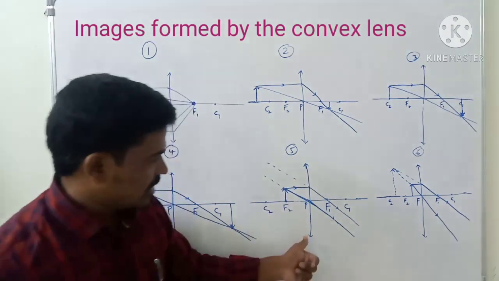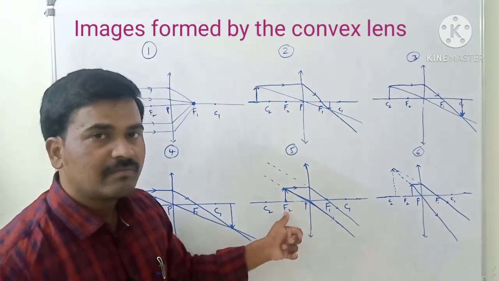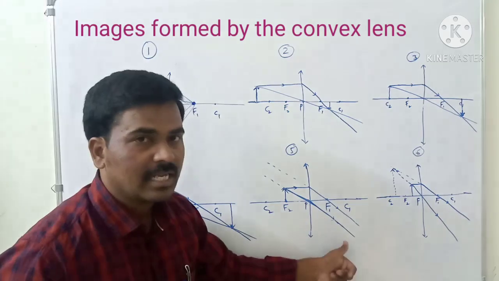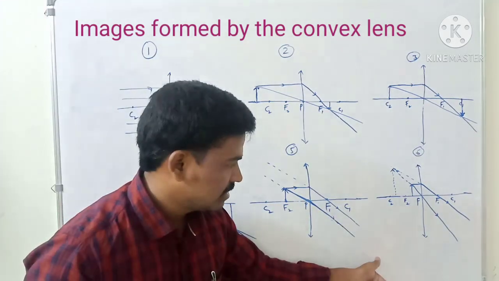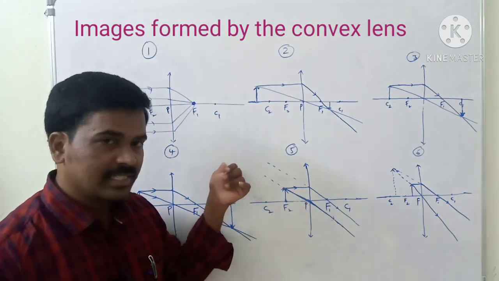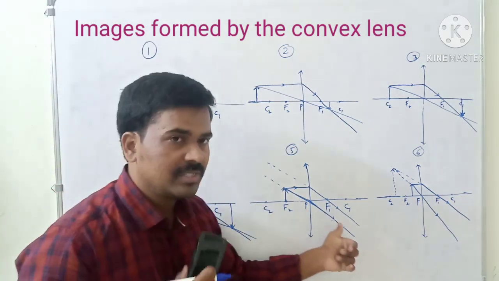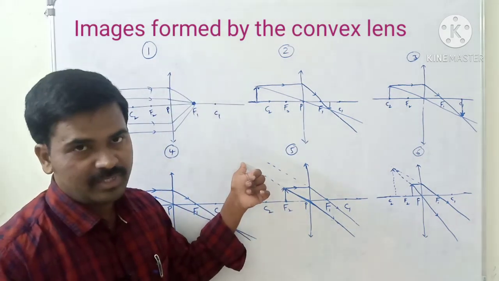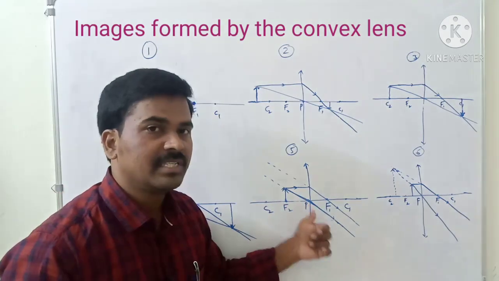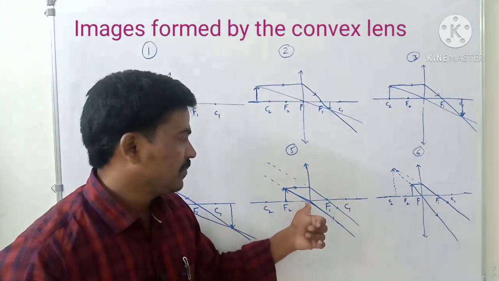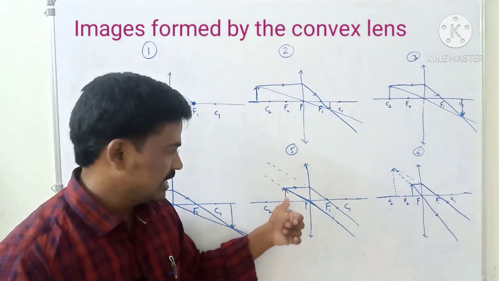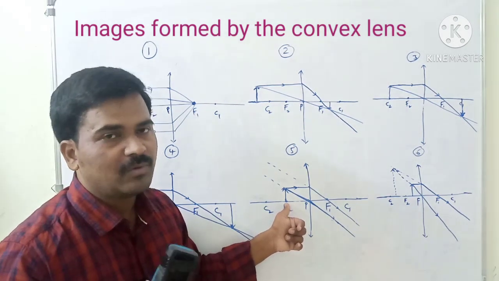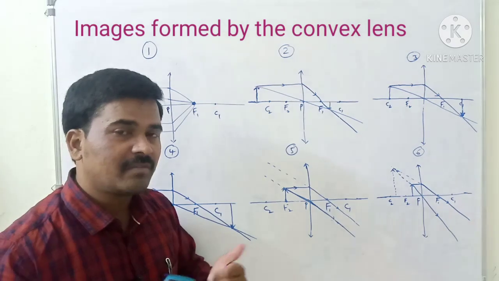Let us come to the fifth. We put the object on F2. The rays we get are nearly parallel. That means they are not going to intersect on the forward side, or on the backward side. That means we are not going to find a real image or a virtual image. We can't say which type of image we get. That means there is no image and no position. When the object is on F, we can't say what the position of the image is, or which type of image it is.